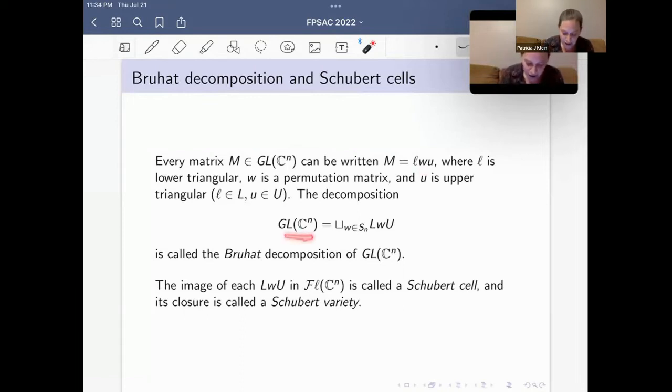And in particular, GLn breaks down as this disjoint union of these, L times a permutation times U. And so the permutation matrices index these cells. So this is called the Bruhat decomposition of GLn. We have a surjection from GLn to the space of flags. And so we can just push down each of these cells in our disjoint union to the space of complete flags. And then we'll want to take a closure and we get what are called Schubert varieties.